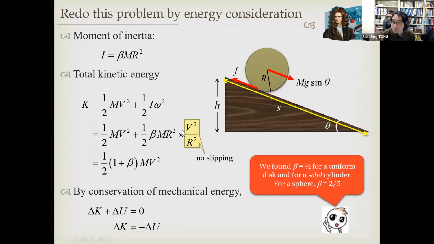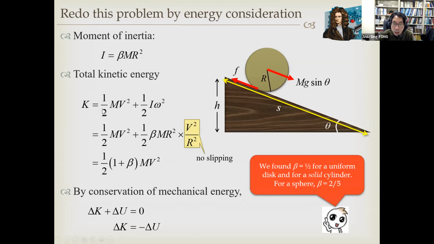Now let's solve the same problem of a cylinder rolling down an inclined plane, but with the consideration of energy. This problem is not only for a cylinder. You can also imagine a solid sphere rolling down, and for a solid sphere you have beta equal to 2/5. So different rolling objects actually have different beta, but they share the same equation.